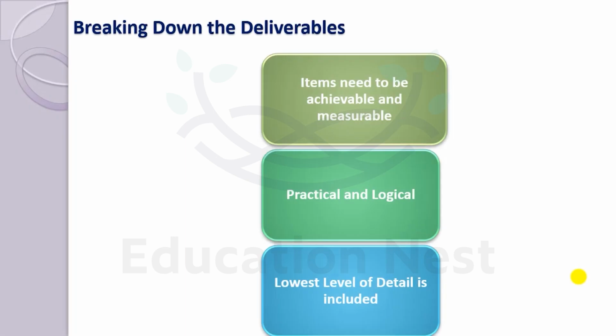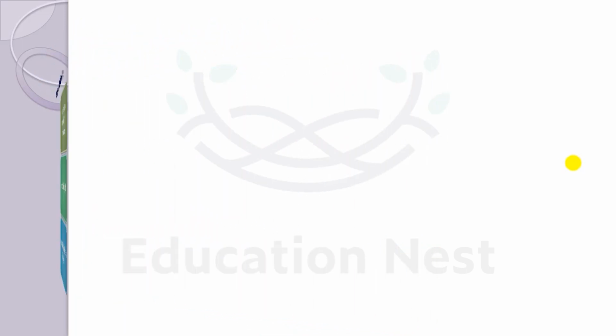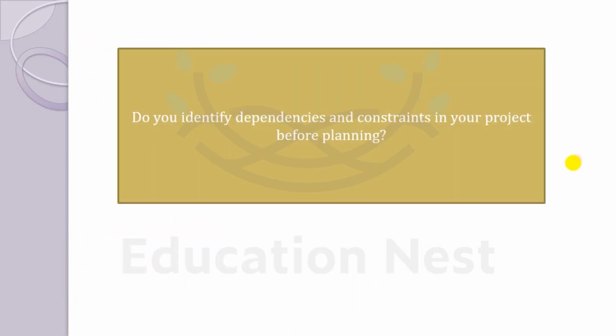After we have learned about the critical point, breaking down the deliverables, now we will see the next pointer. And before moving to the next point, that is identifying dependencies, I want to analyze, do you identify dependencies and constraints in your project before planning? What are the constraints? Everything is not perfect.